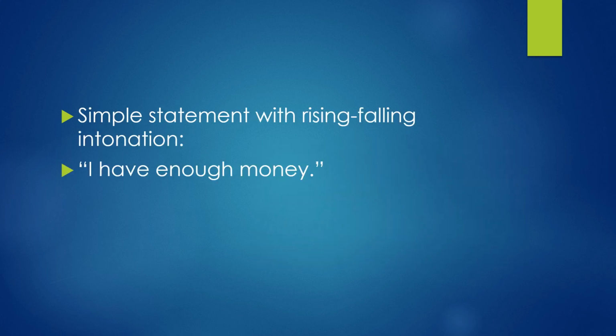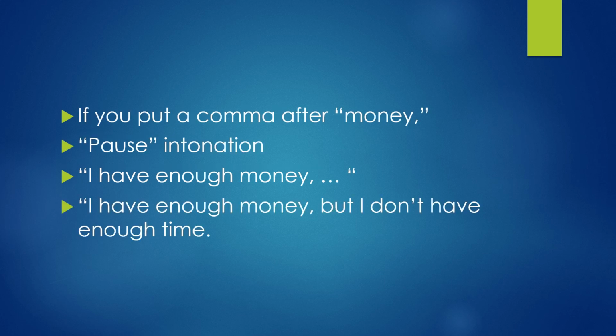Take, for example, a simple statement with rising-falling intonation like, "I have enough money." In this sentence, your voice rises and falls on the last stressed word, money. "I have enough money." On the other hand, if you put a comma after money, you'll use pause intonation and say, "I have enough money," showing that you haven't yet finished what you have to say, which is, "I have enough money, but I don't have enough time."